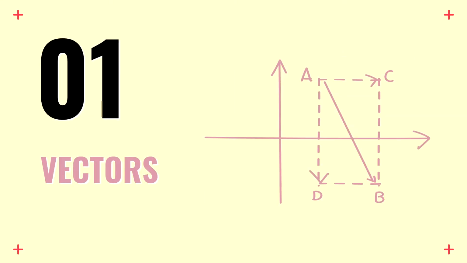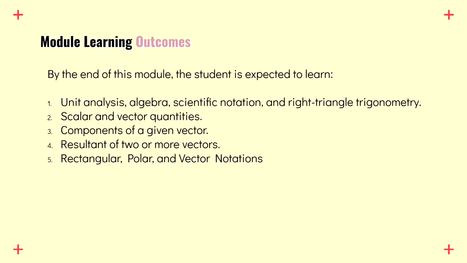The lesson is about vectors. By the end of this module, the student is expected to learn: 1. Unit analysis, algebra, scientific notation, and right triangle trigonometry. 2. Scalar and vector quantities. 3. Components for a given vector. 4. Resultant of 2 or more vectors. And 5. Rectangular, polar, and vector notations.